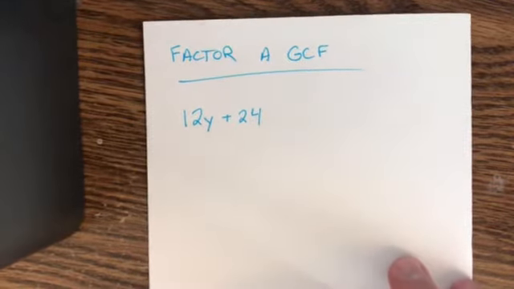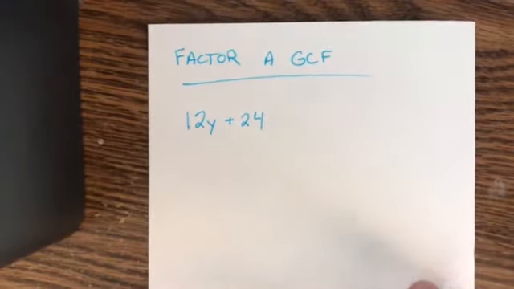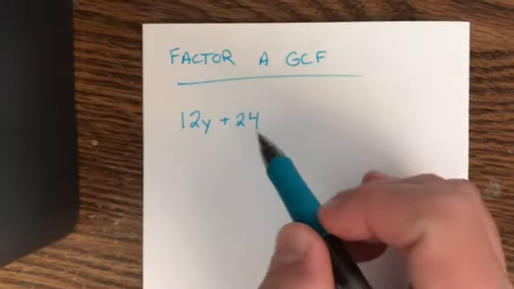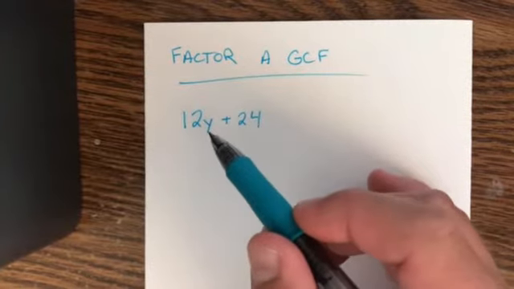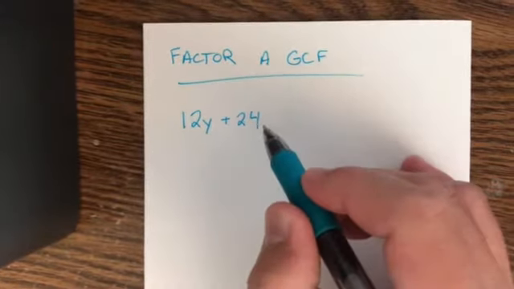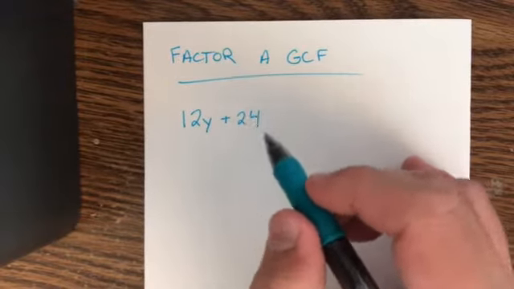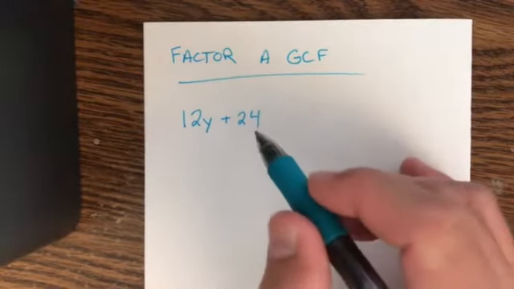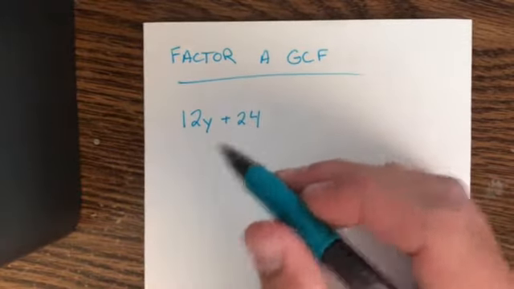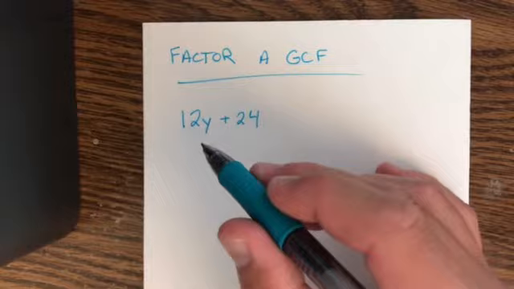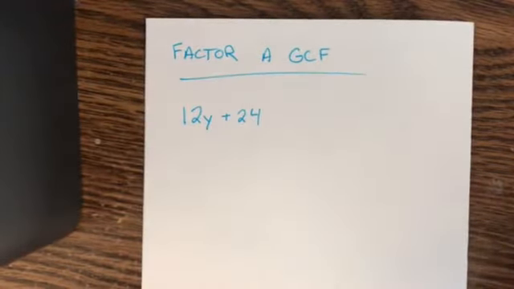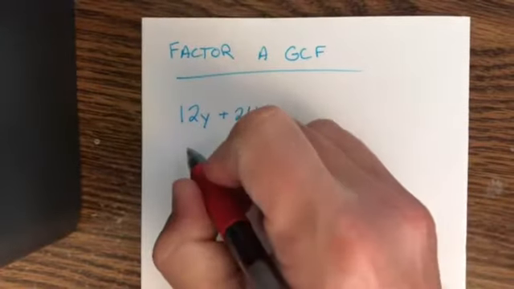Alright folks, today we're factoring out a GCF, a greatest common factor. So the first thing you're going to do is look at every term and decide what is the greatest common factor of 12y and 24. Since there's no variable term over here, we're just going to look at the 12 and the 24. And the greatest factor common to both of these terms, since 12 goes into 24 evenly, is the number 12. So we're going to factor out a 12.